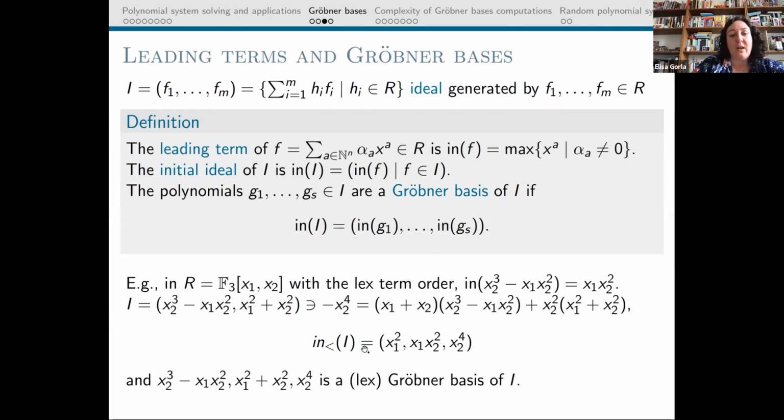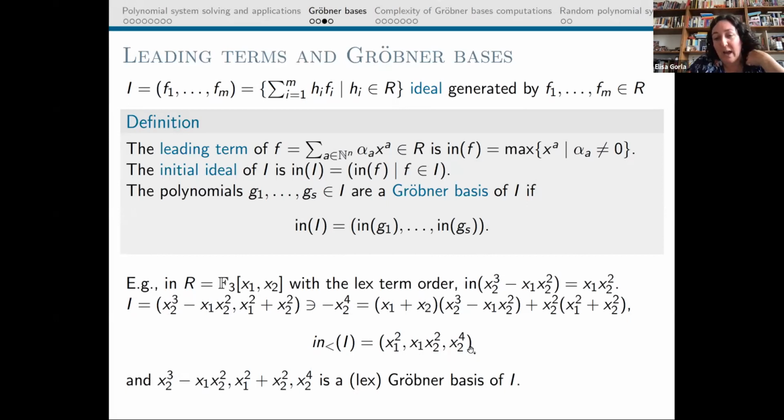So in my initial ideal, I will have the leading term of this, x1 squared, the leading term of this, x1 x2 squared. And then what turns out is that I can produce another polynomial in the ideal, which I wrote here, which is x2 to the fourth. If I look at the generators, it's not obvious, but in fact, it is also in my ideal. And so now it means that x2 to the fourth has to be also in the initial ideal because its leading term is obviously itself. And in fact, it turns out that this is all.